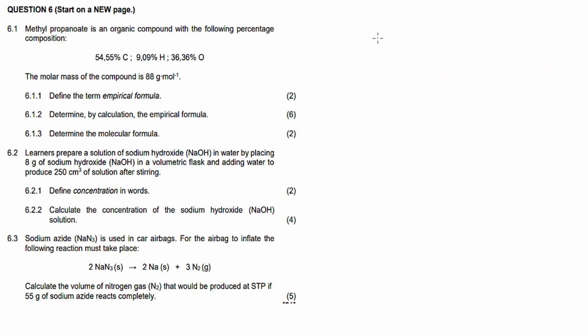Second part of the question: learners prepare a solution of sodium hydroxide in water by placing 8 grams of sodium hydroxide in a volumetric flask and adding water to produce 250 cubic centimeters of solution after stirring. It's a simple and short question on concentration, on solutions basically.